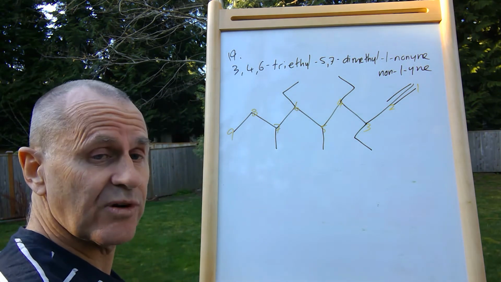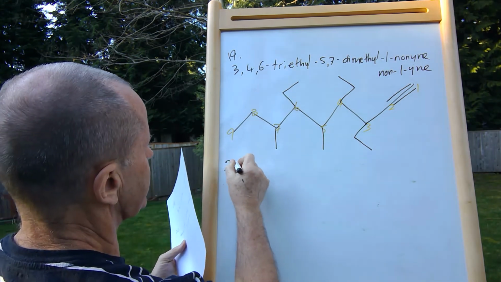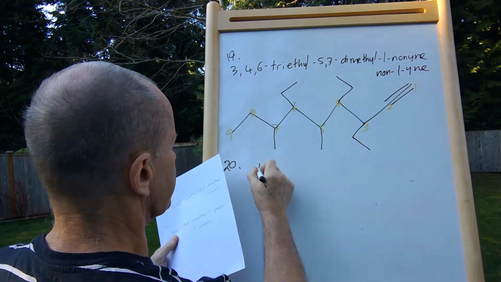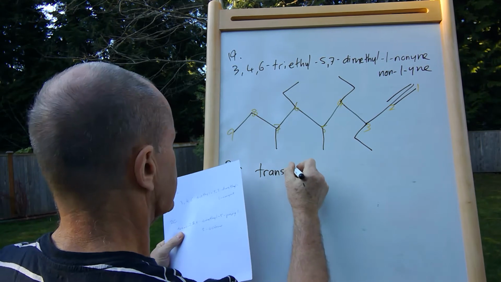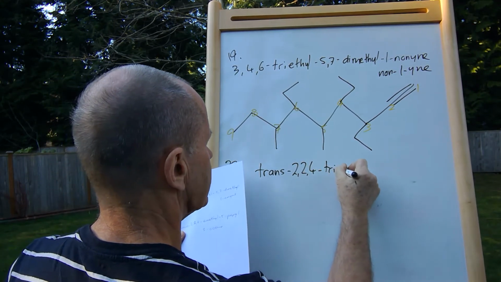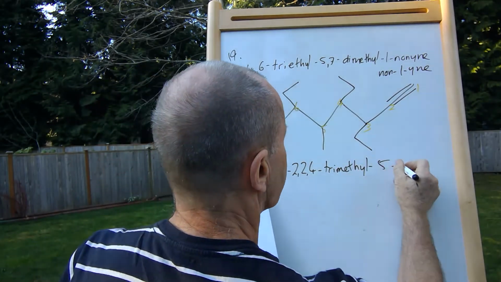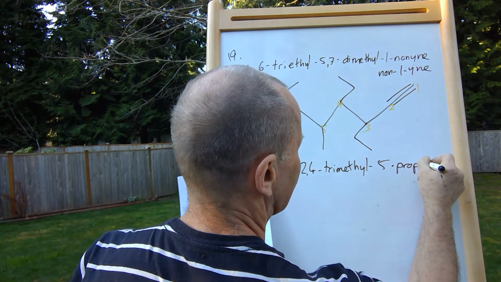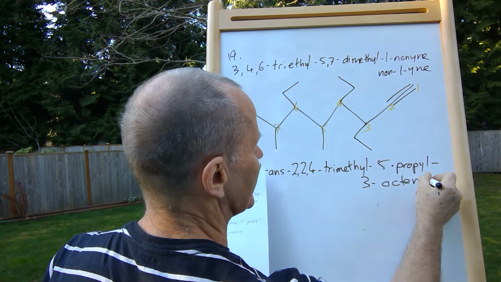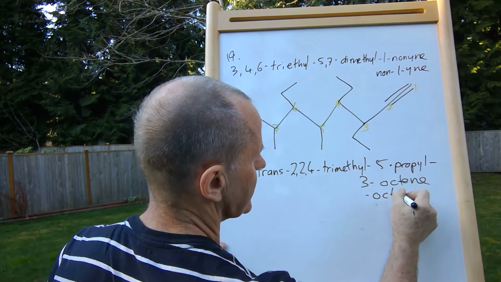And there's one more I want to do, because the writer of this worksheet decided they'd recycle another alkene problem. So here we go. Trans 2, 2, 4 trimethyl 5 propyl, and it goes on 3 octene. And straight away what I'd call that is oct-3-ene.